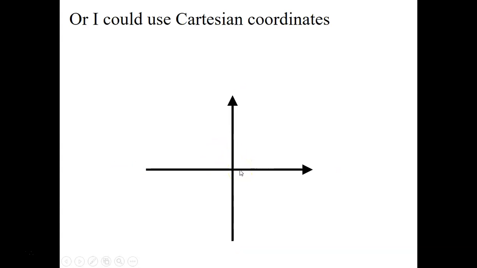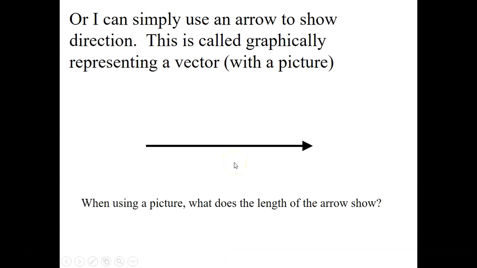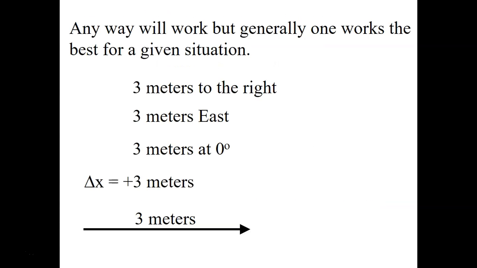We can use Cartesian coordinates. We can say to the right is positive x, to the left is negative x, up is positive y, and down is negative y. Or we can just use an arrow to represent a vector as a picture. And there's certain advantages to doing this, and we'll see. So there are different ways I can represent the same thing.